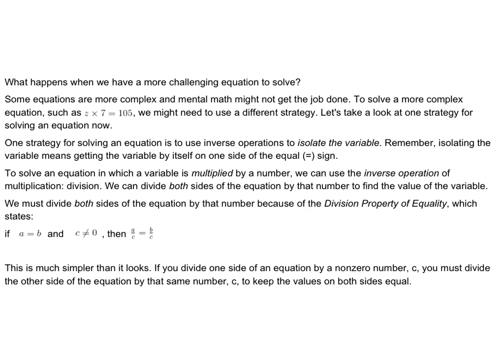To solve an equation in which the variable is multiplied by a number, we can use the inverse operation of multiplication, which is division. We can divide both sides of the equation by that number to find the value of the variable. We must divide both sides of the equation by that number because of the division property of equality, which states if a equals b and c does not equal 0, then a divided by c is equal to b divided by c. This is much simpler than it looks. If you divide one side of an equation by a non-zero number c, you must divide the other side by that same number c to keep the values on both sides equal.